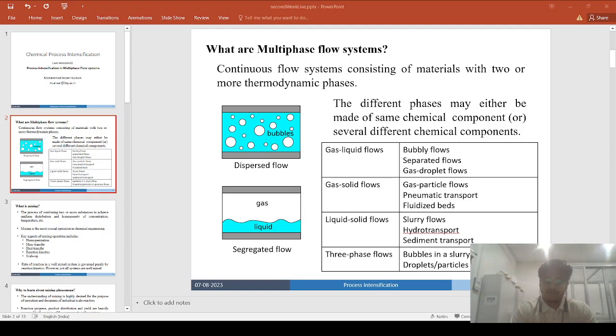Another example of the liquid system would be using different types of contactors like packed columns, pulsed columns and stirred tank reactors in various applications. Similarly, extraction of organic contaminants from wastewater can be a very good example of the liquid systems.